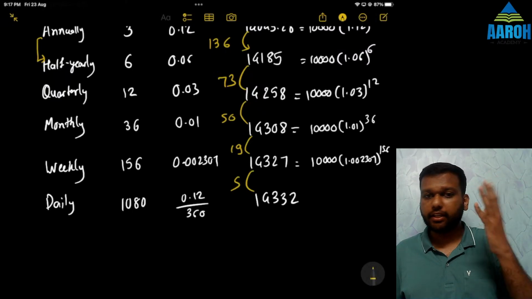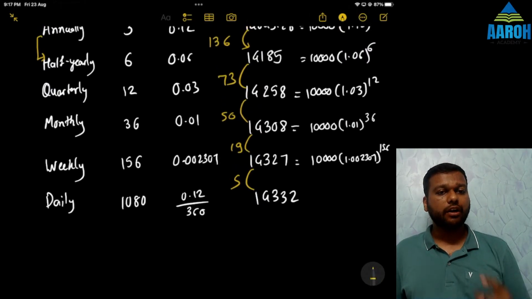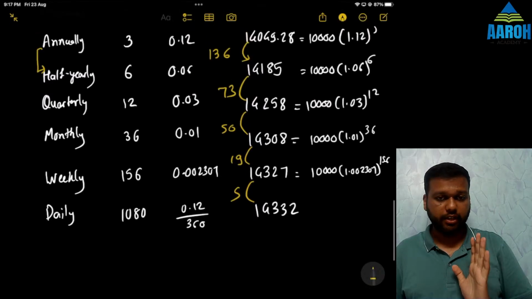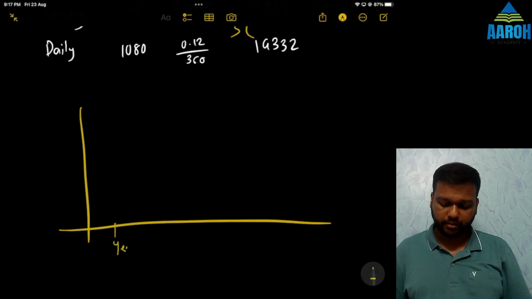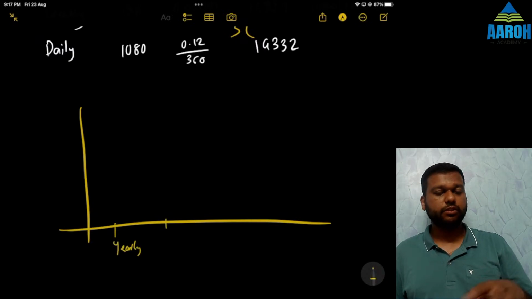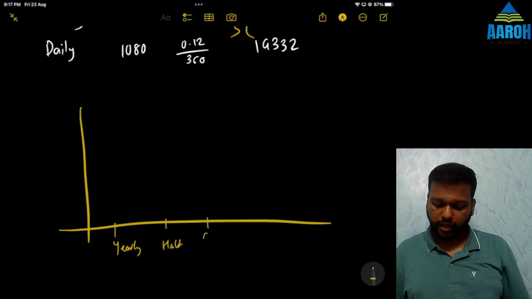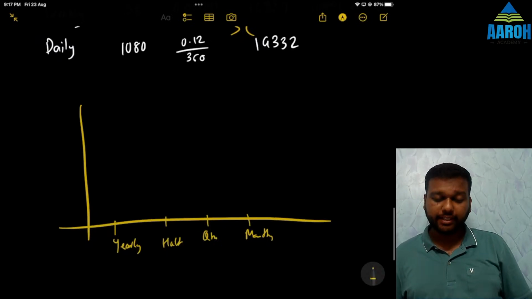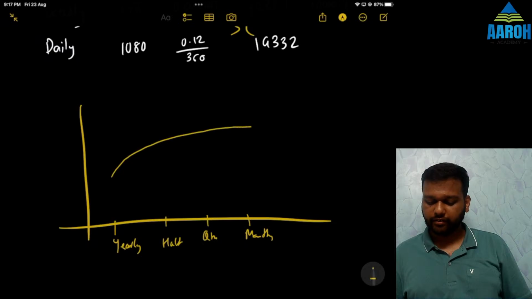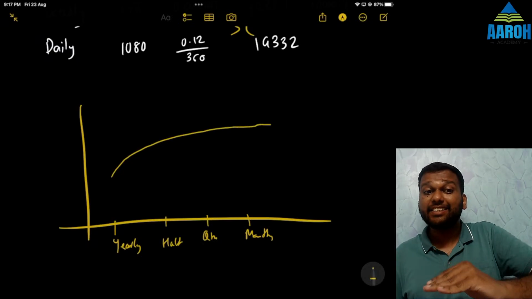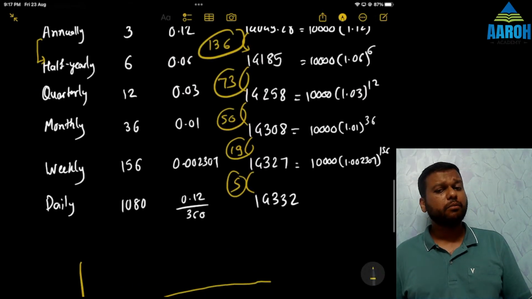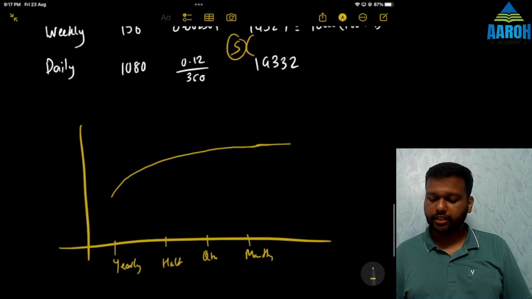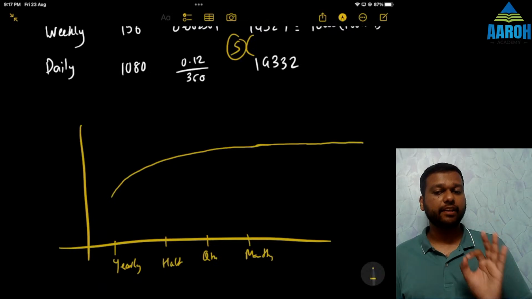If you can imagine, understand this very carefully, if I draw a graph of amount. As we increase the compounding frequency from yearly, half yearly to quarterly to monthly to daily and so on, the amount is increasing, but at a slower rate. A graph will be like this. 136, then only 73, then only 50, then 19, then 5. Probably after some point, it will just stop increasing and become a flat line.